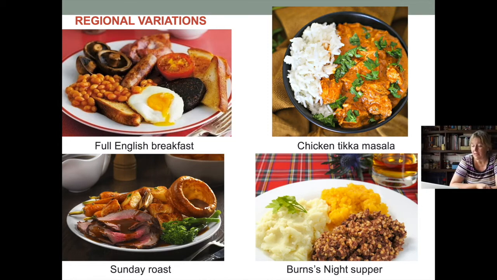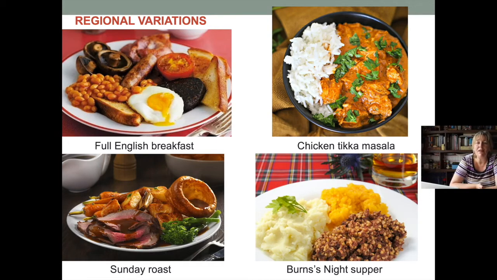There are regional variations like Scottish cuisine, which is somewhat different. It's actually poorer. Scotland has long been a poorer sister to England in the United Kingdom. So they developed their own cuisine using, for example, cheaper cuts of meat or organ meat for dishes like haggis. They had their own celebrations, like Burns' Night, which is a celebration in honor of Scotland's greatest poet, Robert Burns.